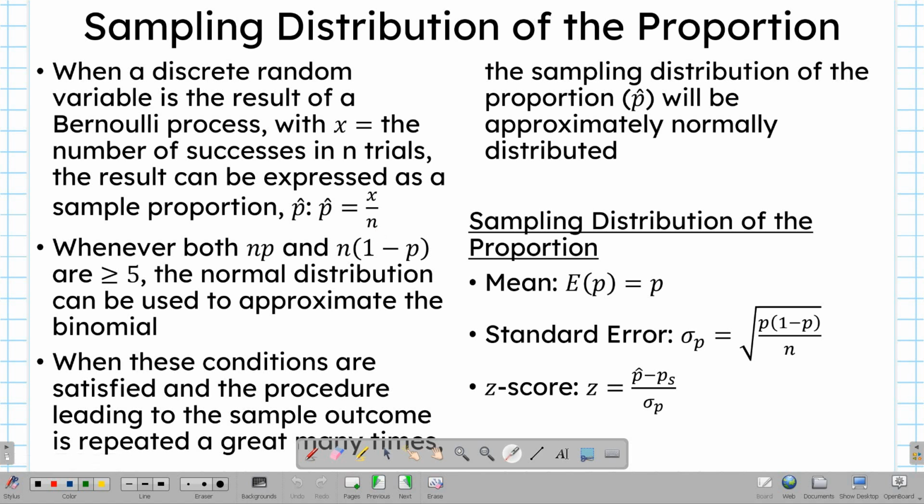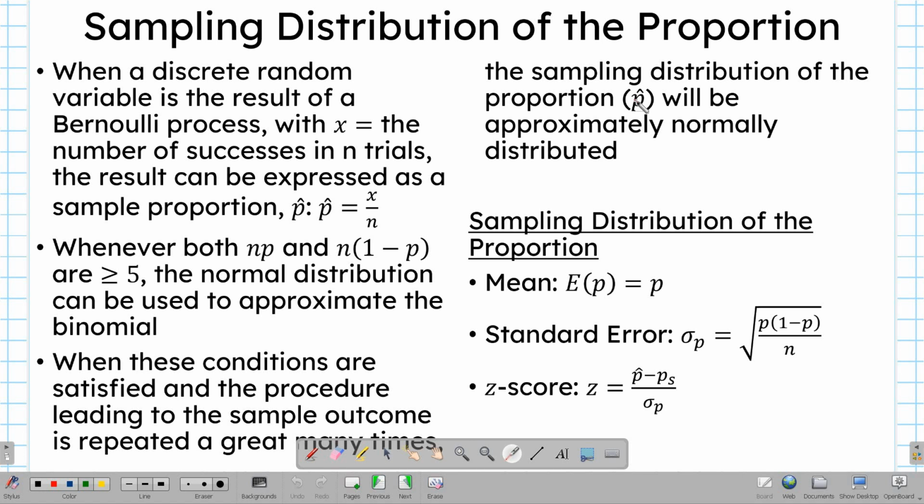Whenever both n times p and n times 1 minus p are greater than 5, the normal distribution can be used to approximate the binomial distribution. And when these conditions are satisfied and the procedure leading to the sample outcome is repeated a great many times, then the sampling distribution of that proportion will be approximately normally distributed.